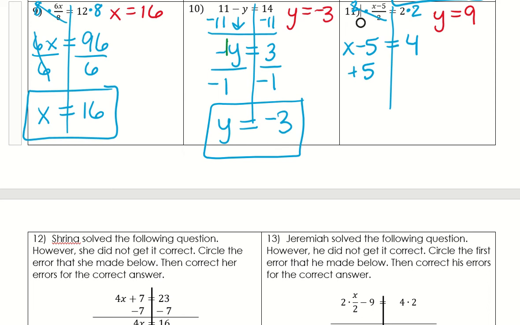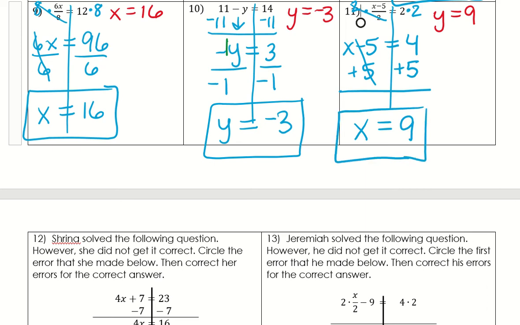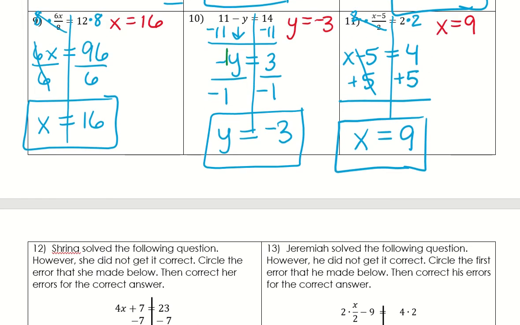Now I'm going to do the addition and subtraction. My 5's cancel. I'm left with x equals 9. And I'm not sure why it says y there. It should say x in the answer.